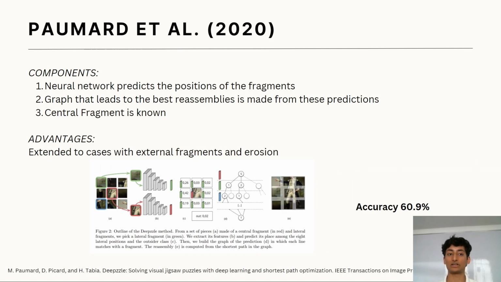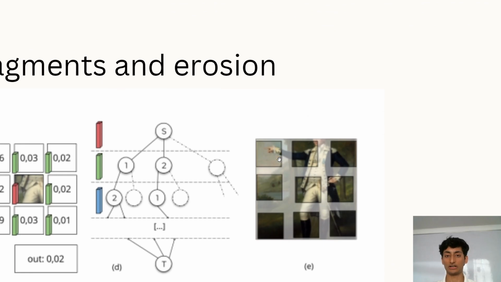This is also an interesting paper by Paumard et al. The neural network predicts the position of the fragments. The graph that leads to the best reassembly is made from this prediction. So it uses a graph based approach and also information of the centerpiece to solve a given jigsaw puzzle, to reconstruct these images that it has mentioned in the paper.